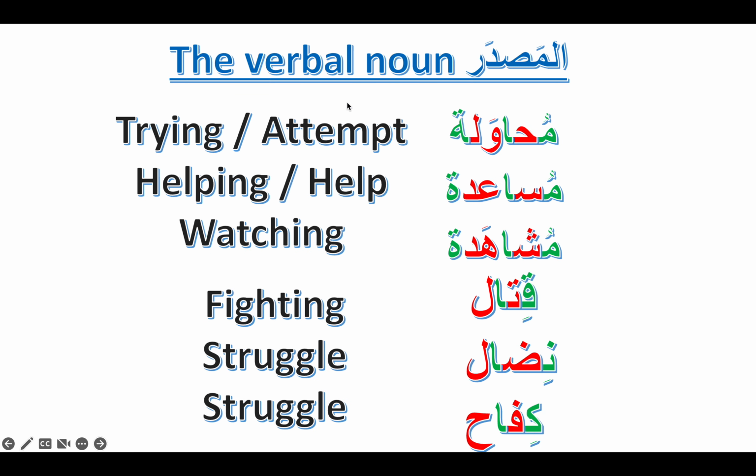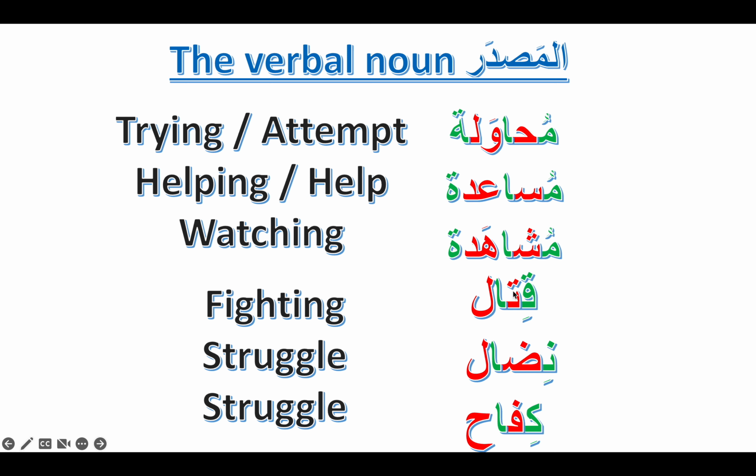Now, the masdar, the verbal noun in Form 3, how to form it. So, محاولة is trying or attempt. You add a meem with a dhamma at the start. Then after the first root letter, you insert the alif. Then at the end, you add a ta marbuta. مساعدة, helping or help. مشاهدة, watching.